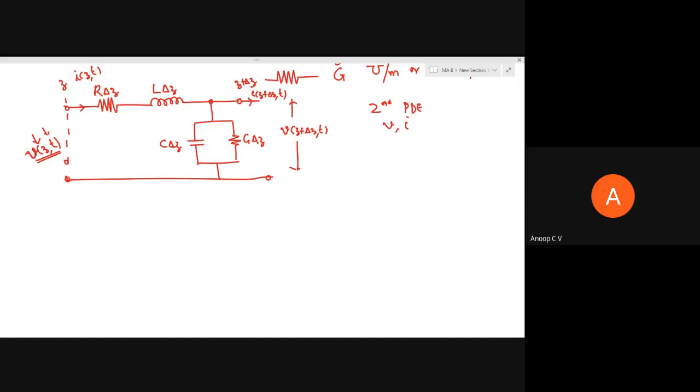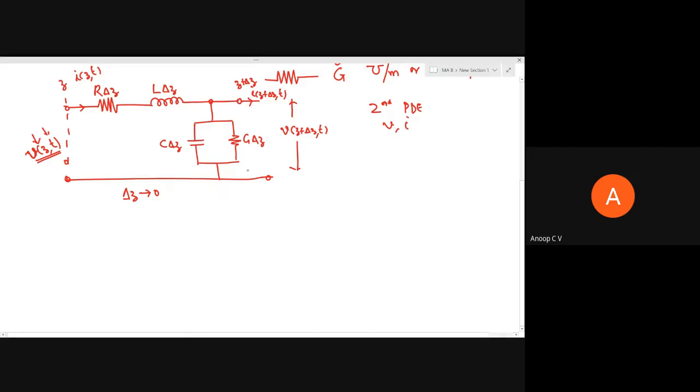Now I need some equations which will tell me how voltage and current vary across this transmission line. If I consider a very small length delta z, as delta z tends to 0, I can approximate it to be a lumped circuit, and apply the tools I have learned for lumped circuits. For instance, I can use KVL and KCL.